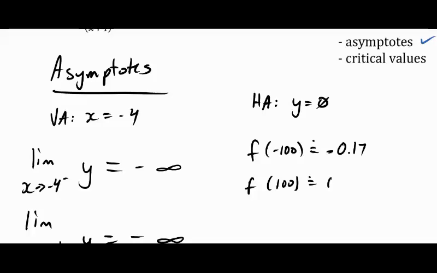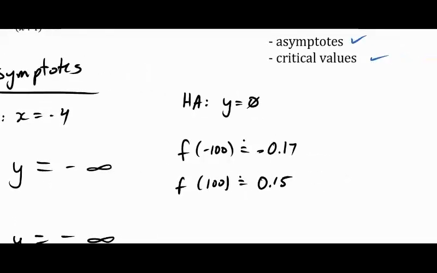And again, I shouldn't have even said that. We care about the actual value there, because I usually have to compare that to the horizontal asymptote to see if it's directly above or directly below. So this one, negative 0.17, is just below 0. And positive 0.15 is just above.